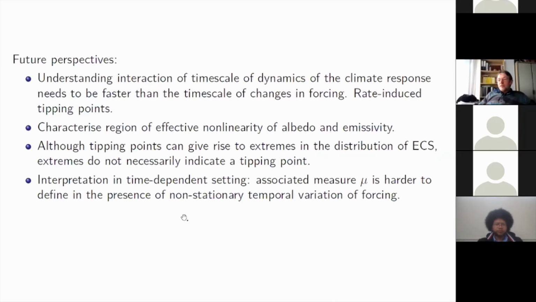Yes, interpretation of the time-dependent setting. I guess this gets on to what Julian is working on at the moment. So hello, Julian. That's trying to understand generalizations of this measure in the presence of temporal variation of the forcing. So at the moment it's set up in the context that you have a natural measure of an autonomous system. That's certainly not the case, but to what extent can we generalize this to non-autonomous random measures?